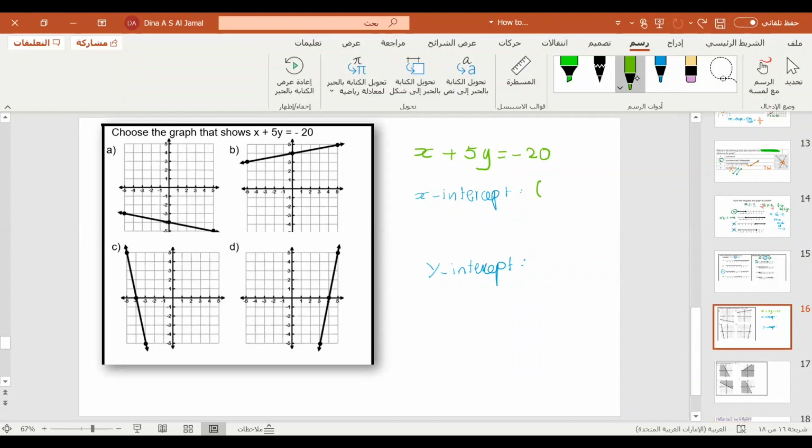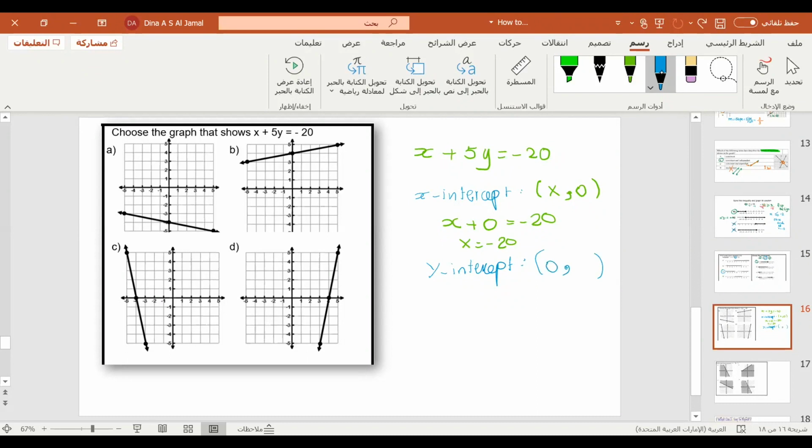So your x-intercept means you will be leaving the x, putting the y with 0. So if you put it like this, it will be x plus 0 equal to -20. So from the beginning, your x is equal to -20. But here, your options are not showing the -20. So let's use the y-intercept.